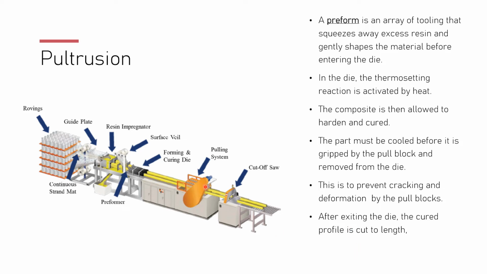After exiting that die right there, the cured profile is cut. This is you pulling the product out of the die, and here is your cut station right there, and you're going to cut with the saw in this case to shape the products. So I think you get the idea. The first slide goes from here to there, and the second slide from preform to the end.